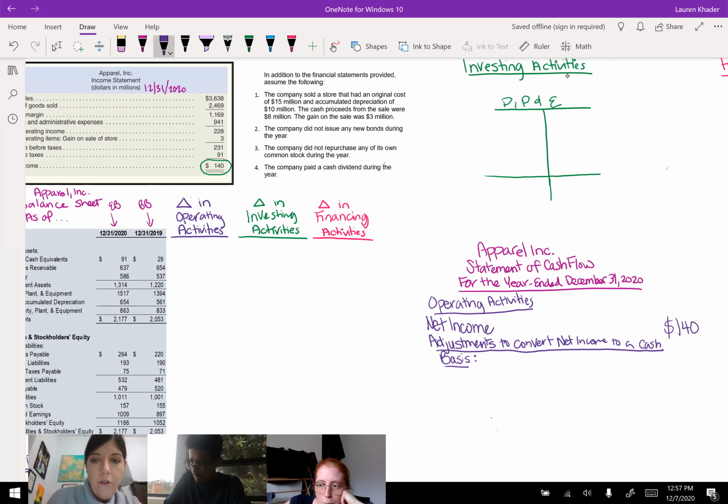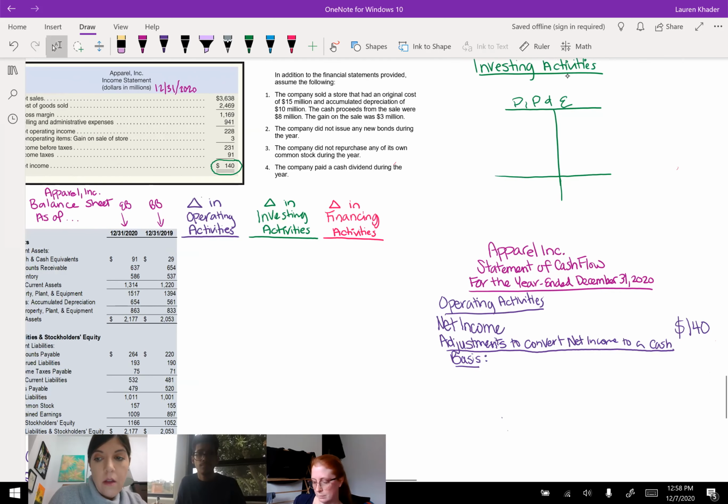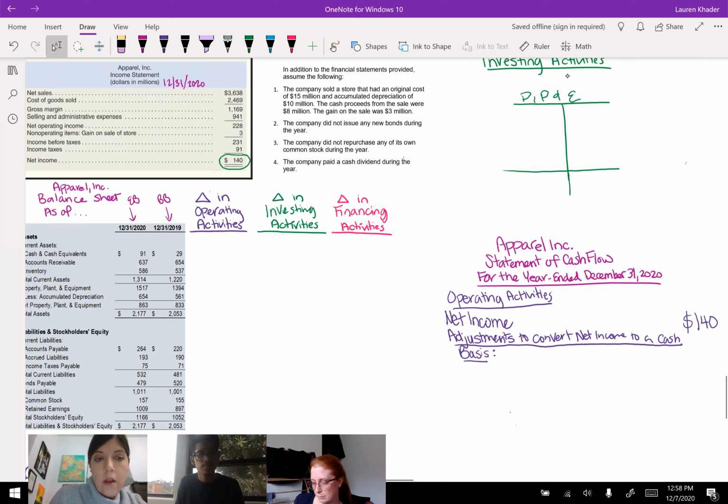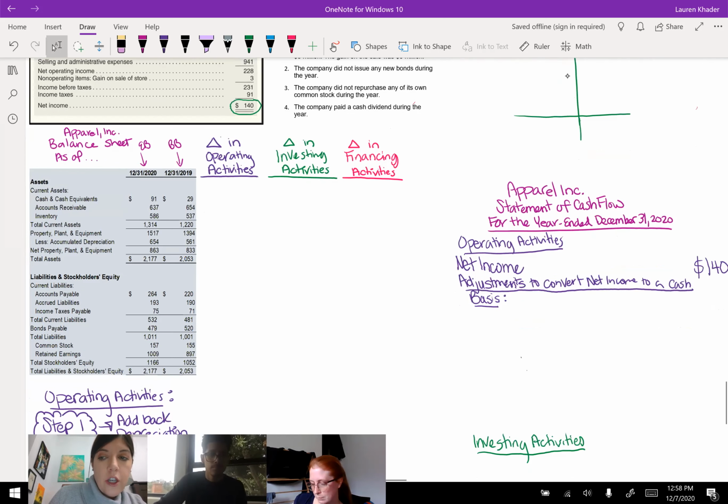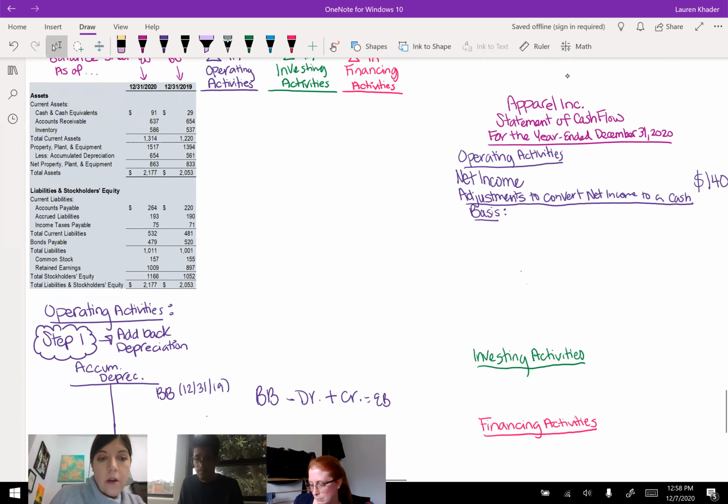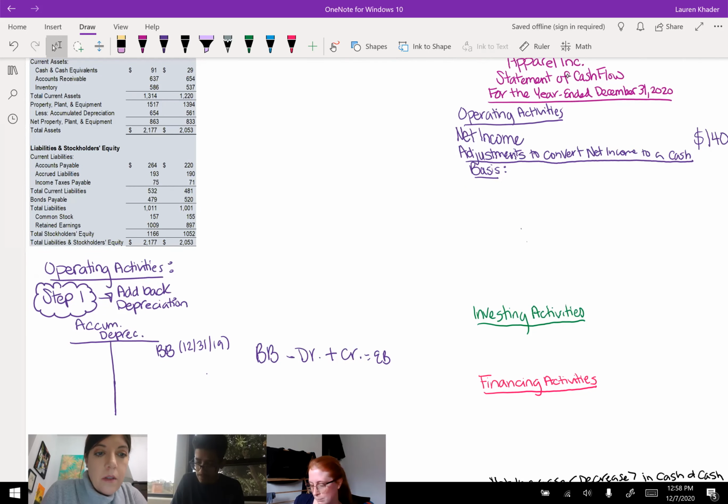So we're going to move away from the actual statement of cash flow to do some calculations. And remember that the accounts that are impacted for the operating activities are current assets, current liabilities, and anything that's impacting the income statement. So before we get into the balance sheet, we're going to start with step 1. Step 1 is that we're going to add back depreciation.